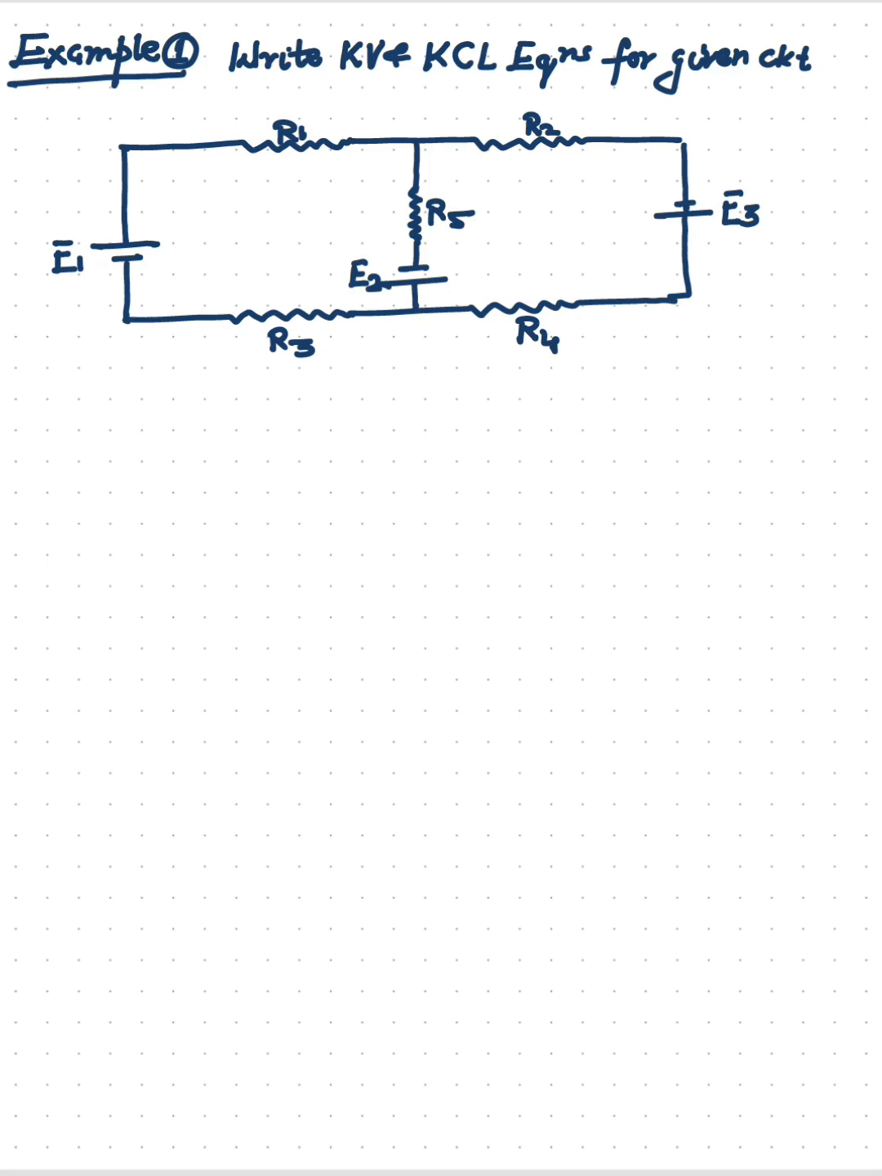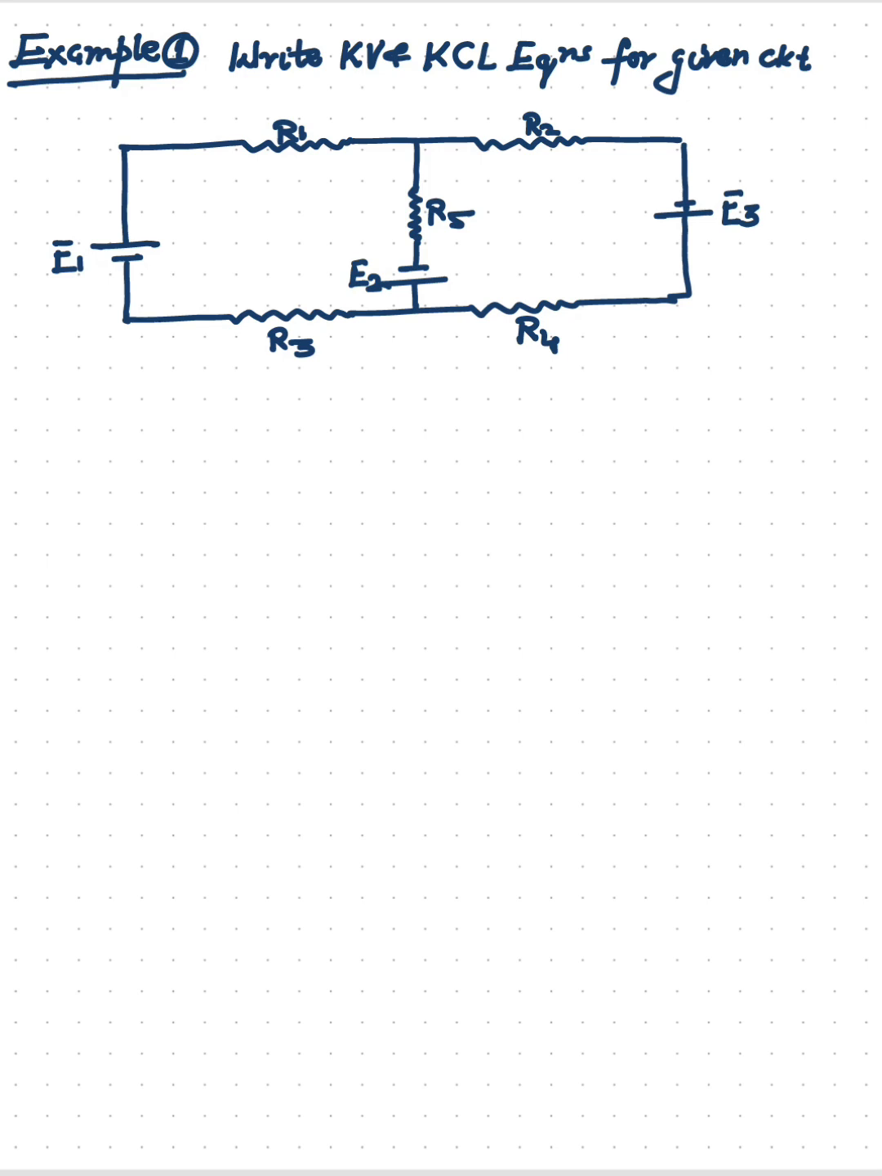Okay, so there are two loops, 1 and 2. For both loops we will write KVL and KCL equations. Now focus on the procedure. What is the procedure? There are three steps. First step is current distribution, current direction. So assume the current direction.